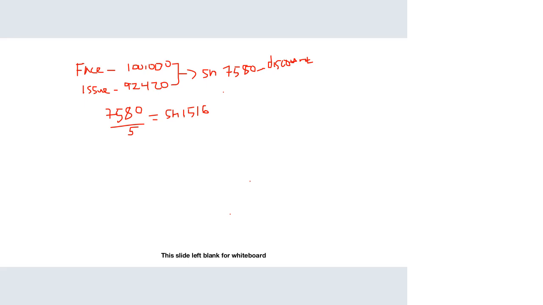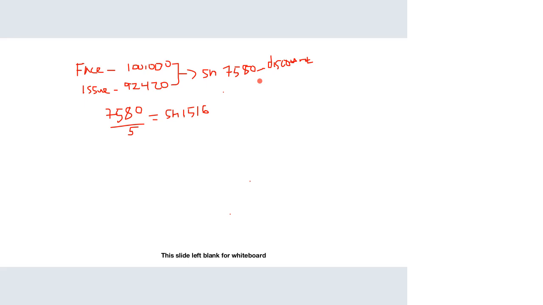So we have obtained that by dividing 7,580, which is the bond discount, by the entire life of the bond, which is 5 years. So to get the annual amount, we just divide the 7,580 by 5, and that will give us the annual discount.